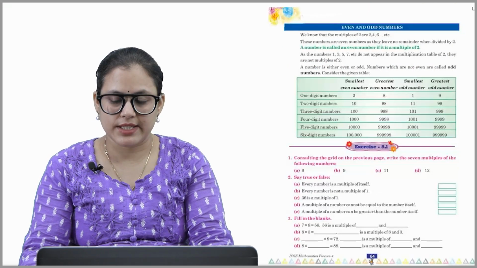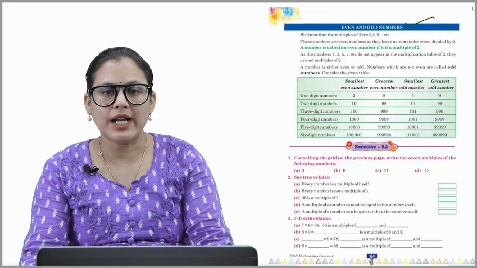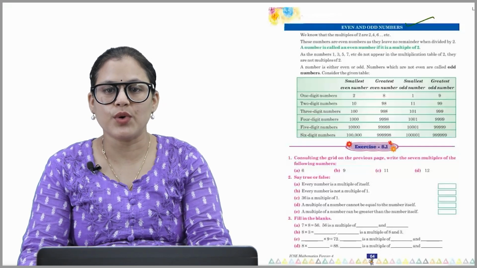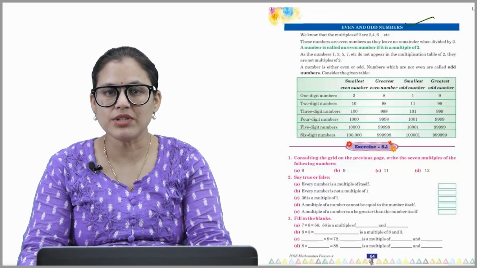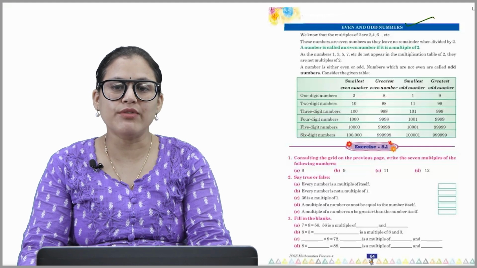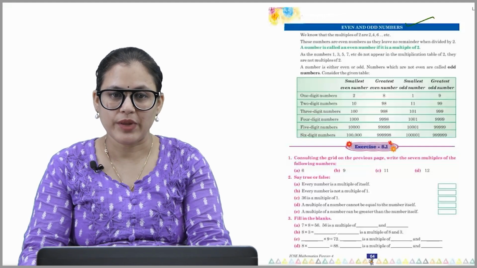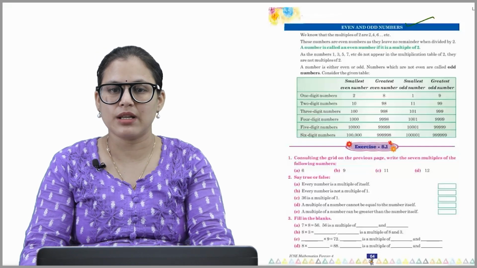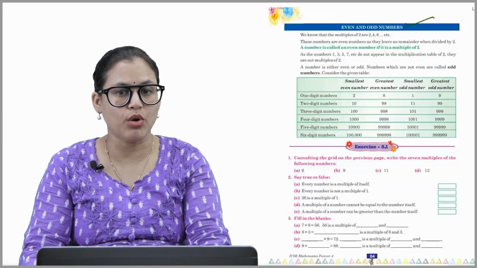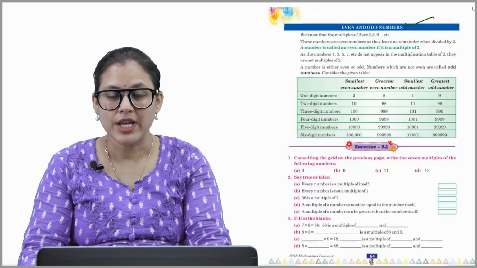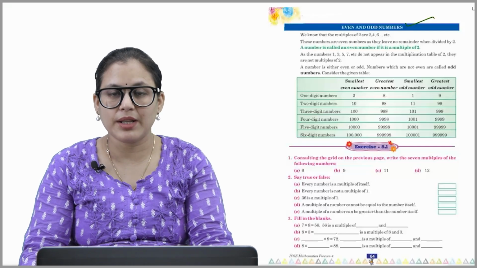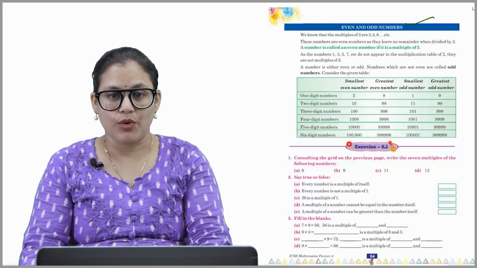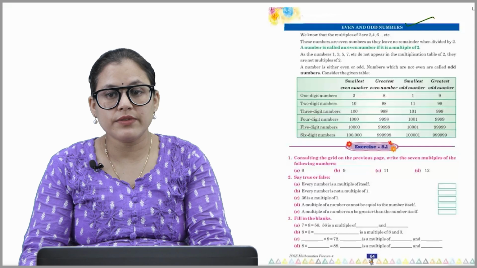Even and odd numbers. We know that the multiples of 2 are 2, 4, 6, etc. These numbers are even numbers as they leave no remainder when divided by 2. A number is called an even number if it is a multiple of 2. As the numbers 1, 3, 5, 7, etc. do not appear in the multiplication table of 2, they are not multiples of 2. A number is either even or odd. Numbers which are not even are called odd numbers.